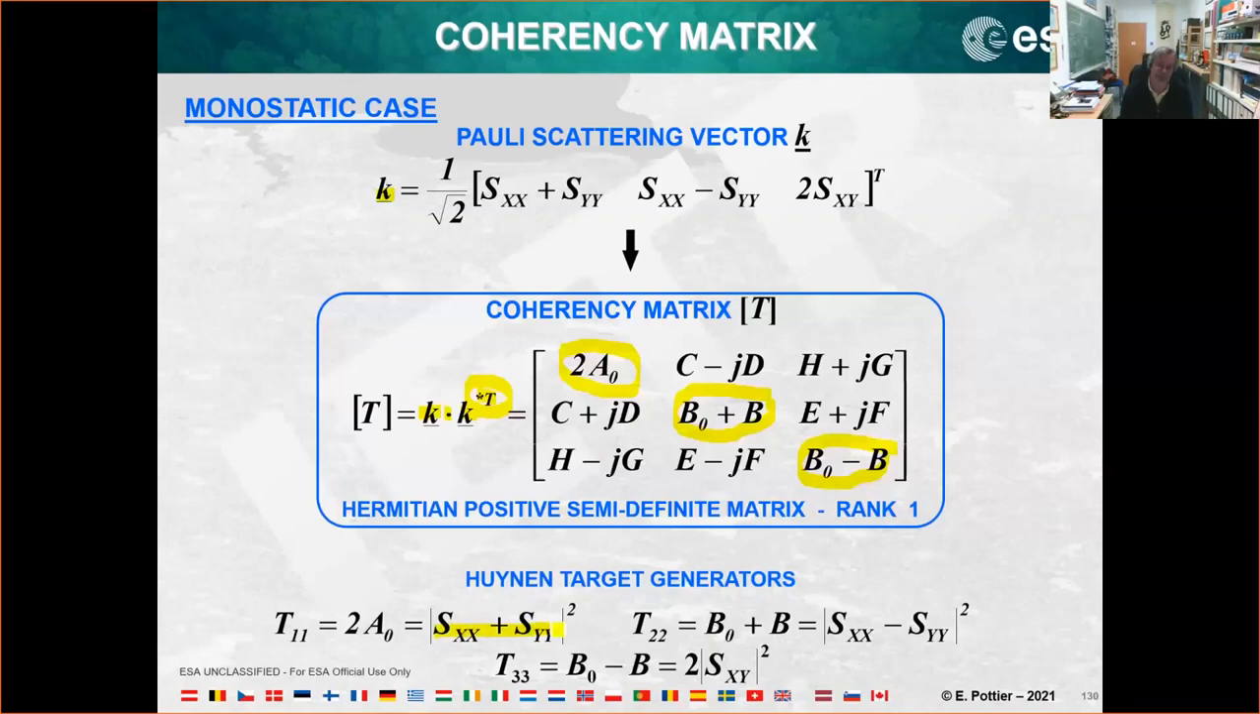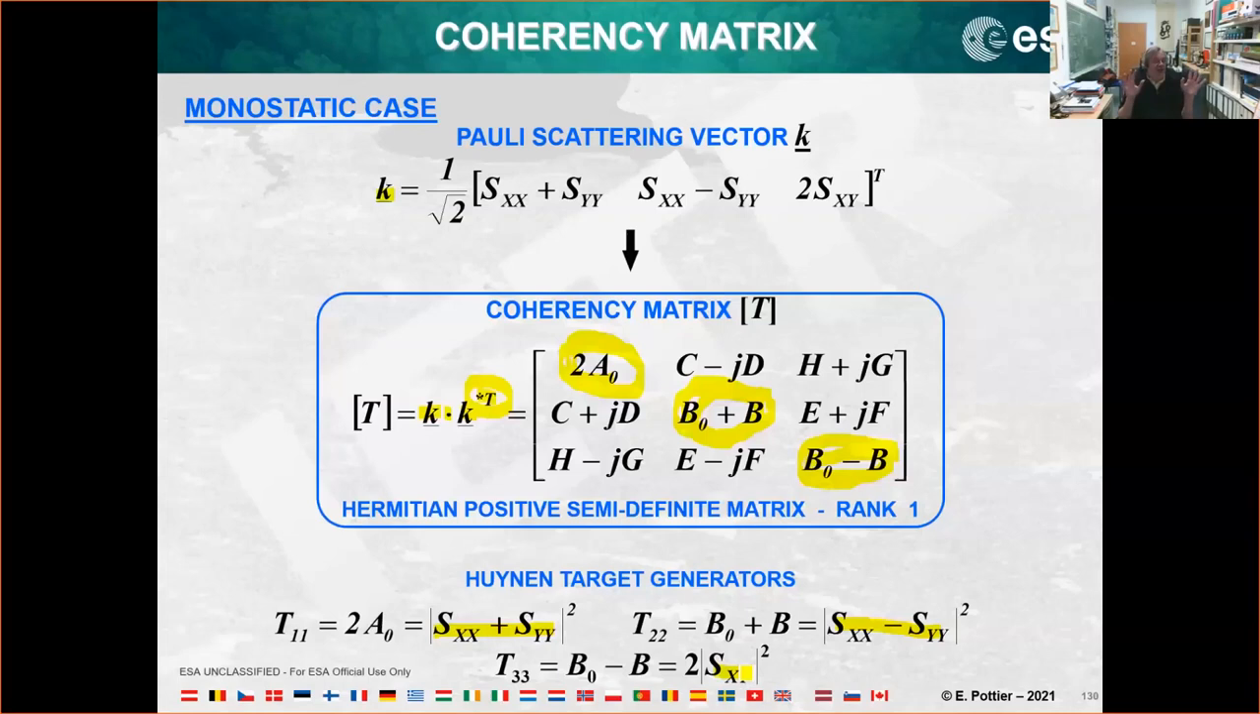In the T11 element, the first one here, I have the information of the single bounce scattering mechanism. In the T22 element, I have the information of the double bounce scattering mechanism. And in the last one, the T33 element, I have the information of the HV elements, so the depolarization information. This is exactly what we do when we receive a fully polarimetric SAR image, without any a priori information.